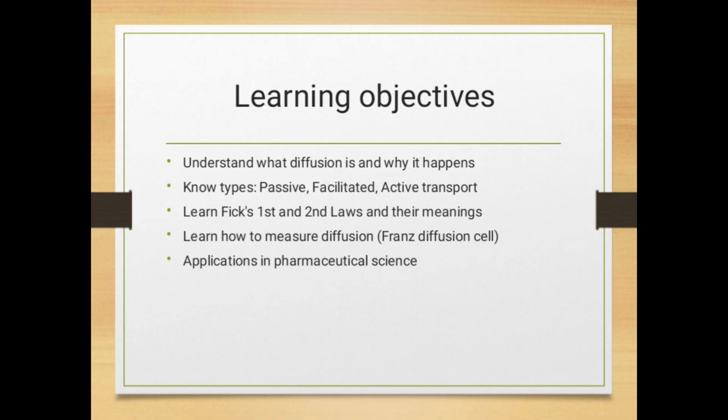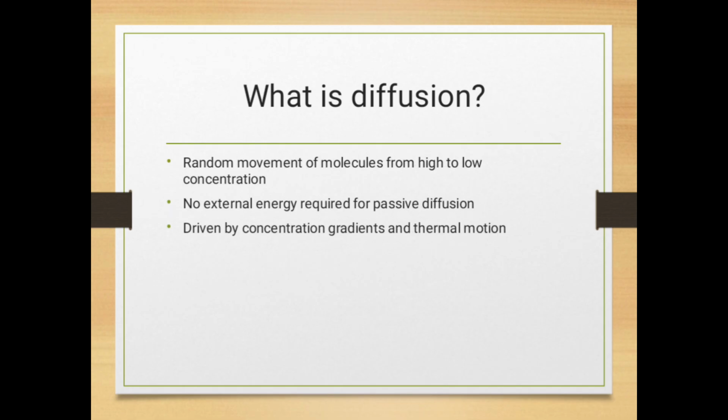The learning objective of today's video is understanding what diffusion is and why it happens. We will also understand passive, facilitated and active transport. We will learn about Fick's first and second law and their meaning. We will also know about the Franz diffusion cell that is used to measure diffusion, and finally the application of diffusion in pharmaceutical science. So let's start with the first point.